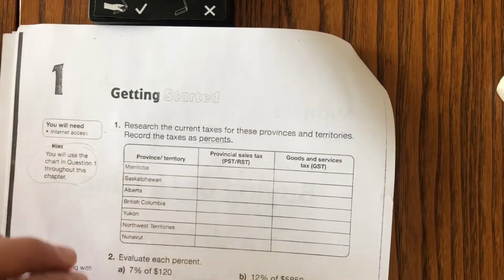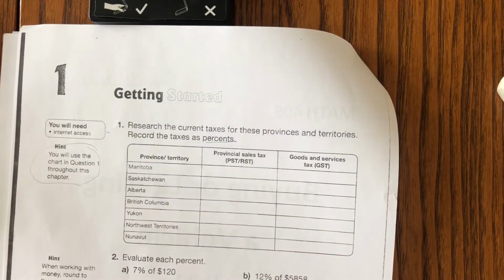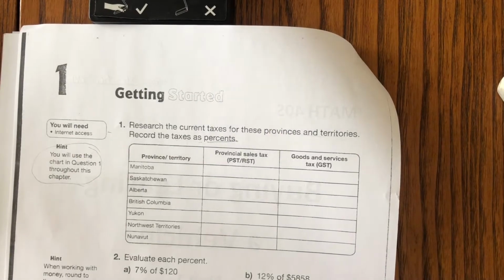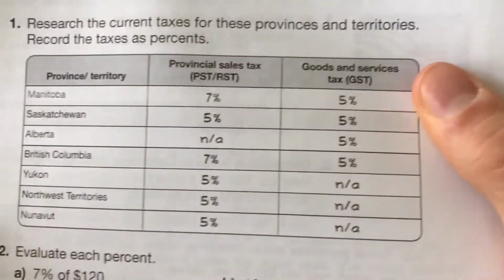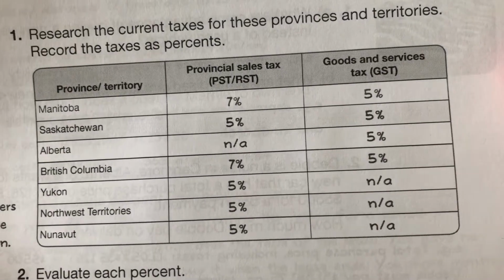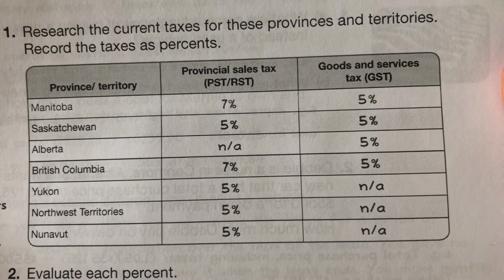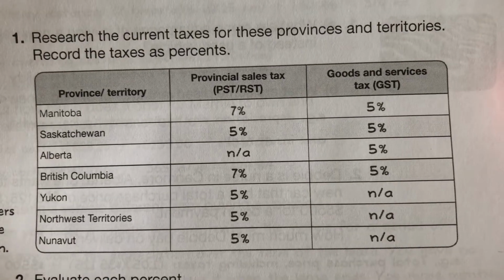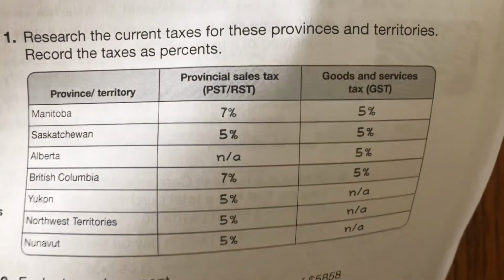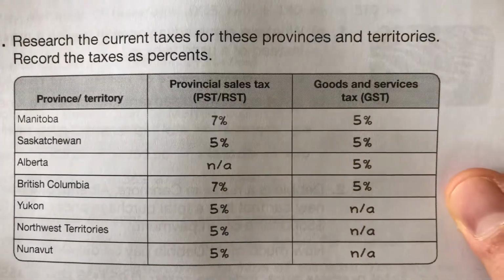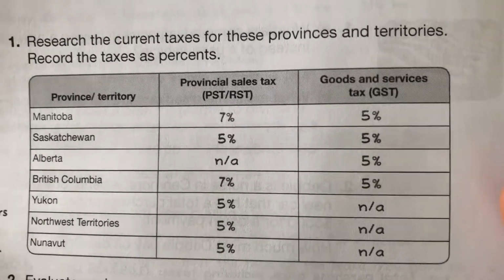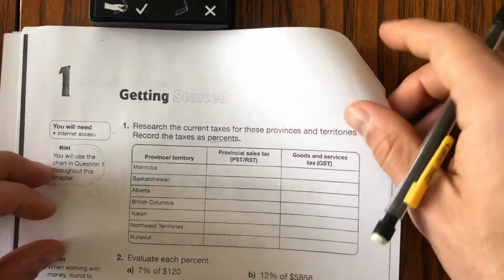So I will just give you guys the taxes. Let me just find that. Here we go. So copy that down. Manitoba, 7%, 5%. These haven't changed, I don't think. Oh, I lied. Manitoba's 8% now, but that's okay. Okay, good. Now we have that.